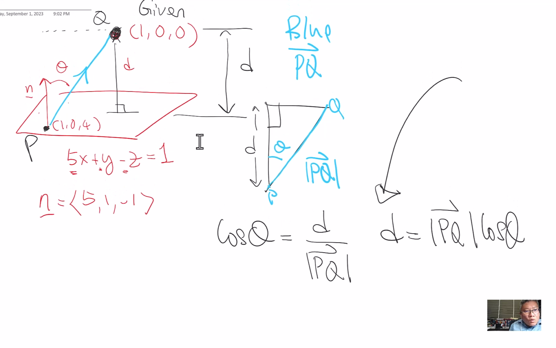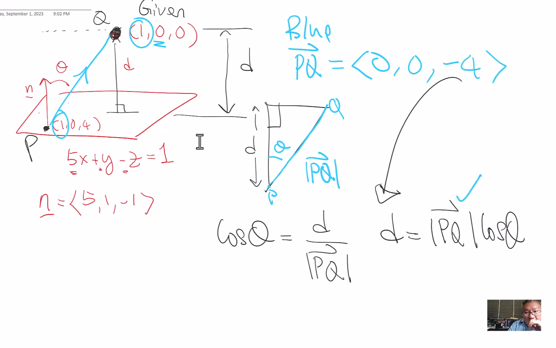Now, what do we know? We know P, we know Q, so we know vector PQ easily. Let's do that. Take Q minus P. Our vector PQ is 1 minus 1, that's 0. 0 minus 0, that's 0. And then 0 minus 4, that is going to be -4. So I know vector PQ.